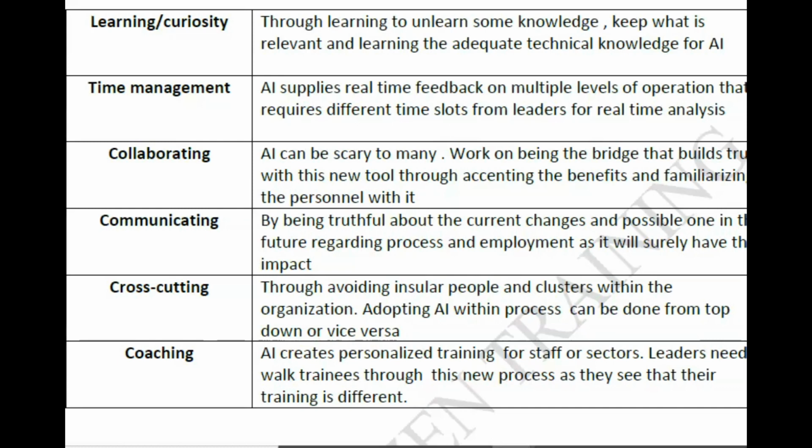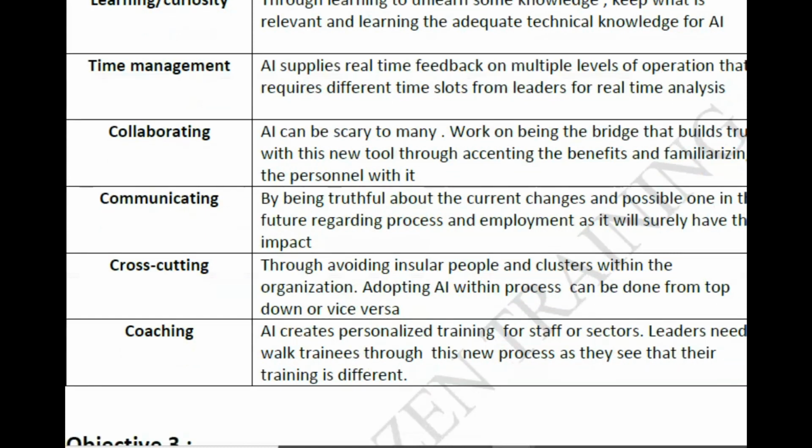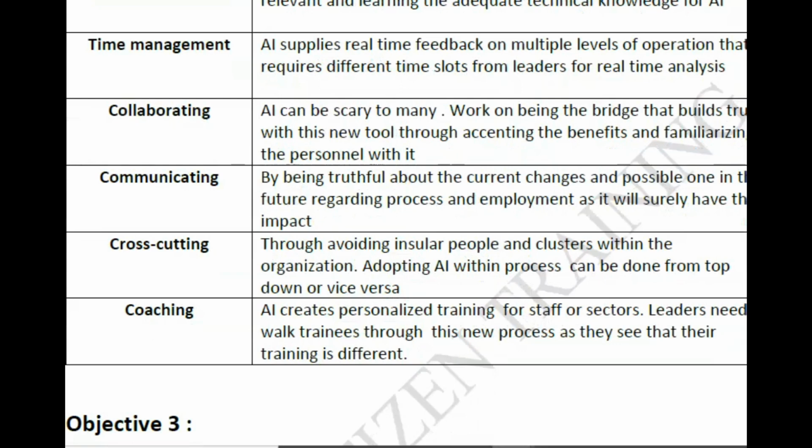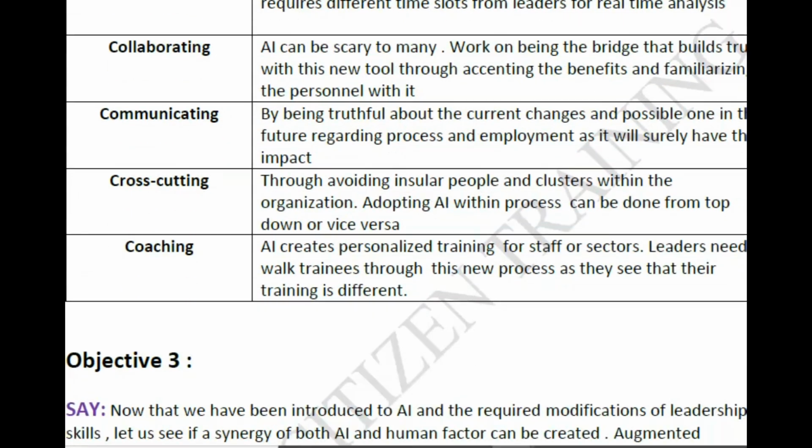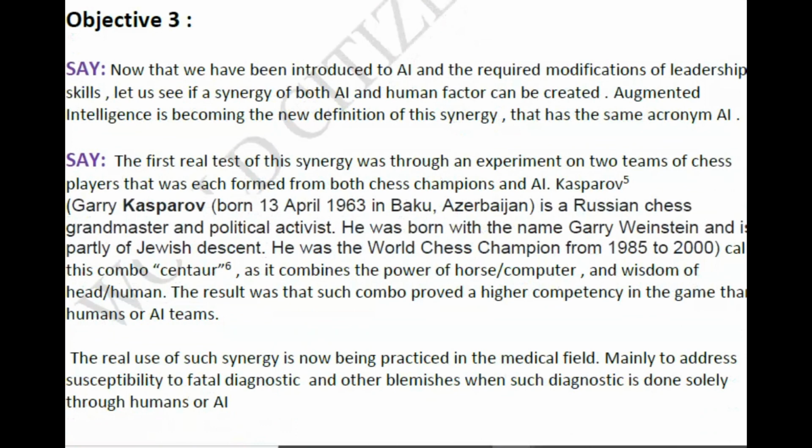Time management, collaboration, communicating, cross-cutting, coaching. You can read the list here, and there are lots of skills that we need to incorporate. Some of these we already use in most of our leadership competency lists, but it's interesting that curiosity, collaborating, communicating, those are actually on the 21st Century Learning Framework, and we've started teaching curiosity and collaboration specifically to children as early as age 5, due in part to the fact that by age 5, many children are already very comfortable with digital devices.